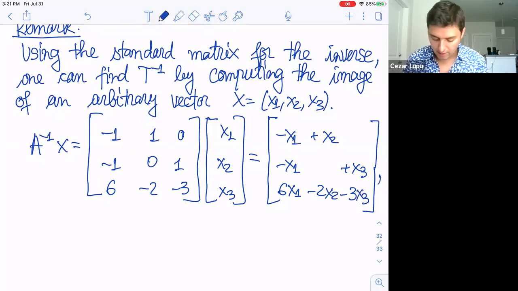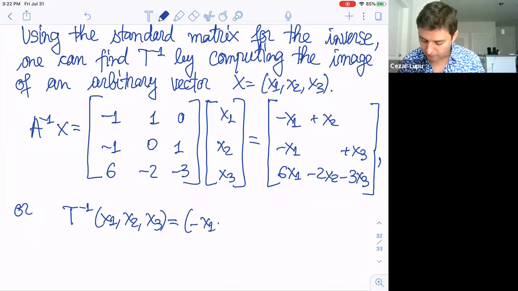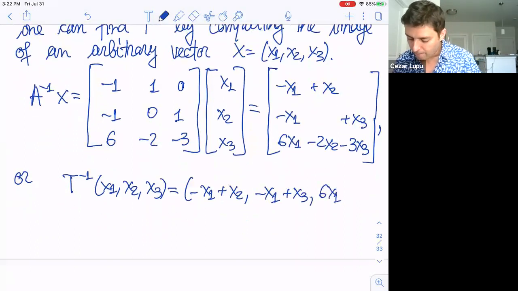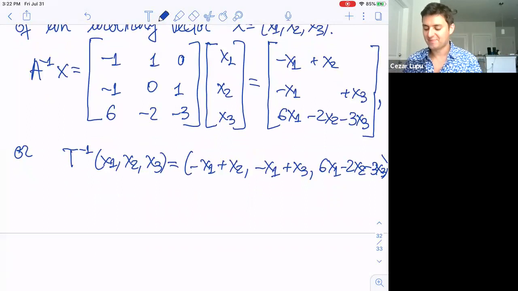Or you can say that T inverse of x1, x2, x3. So if we want to write the inverse of the linear transformation, we can write it like this. So it's negative x1 plus x2, negative x1 plus x3, 6x1 minus 2x2 minus 3x3. That's it. So end of story for this.